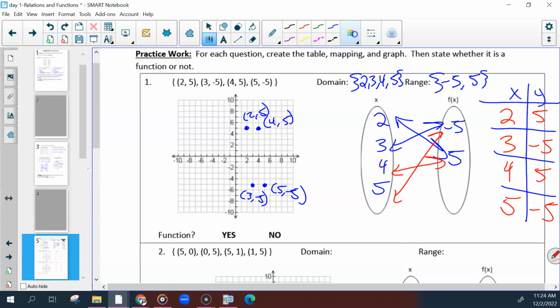So looking at everything, would this be a function? Do we have any repeating x's? No. So this would be a function. And that's what you have to be able to determine: is it a function or not? Before we move on to number 2, do we have any questions on that one?